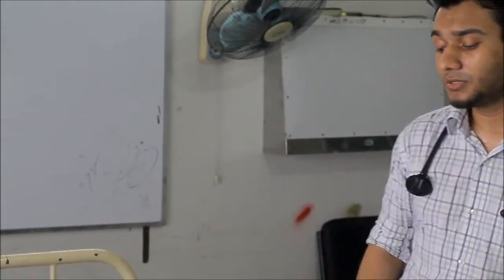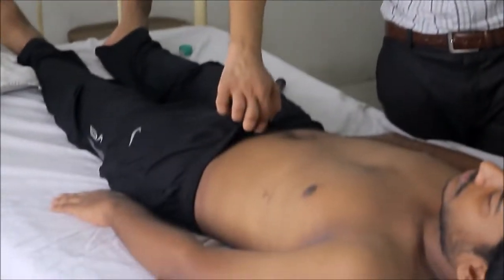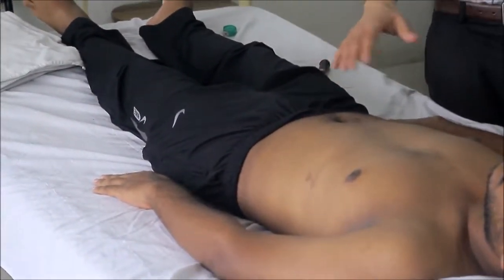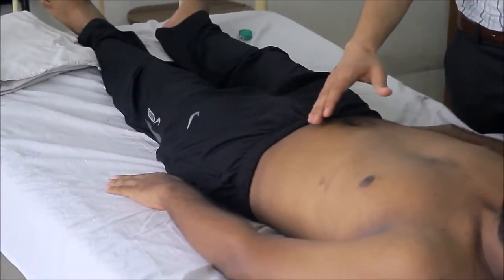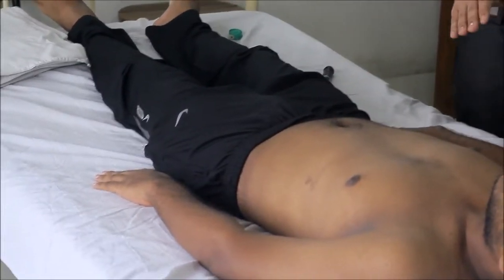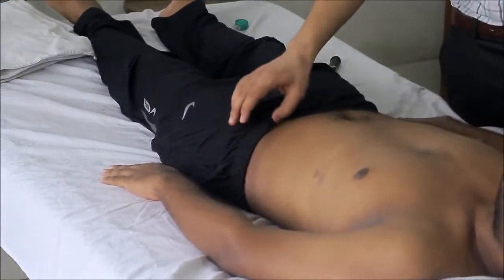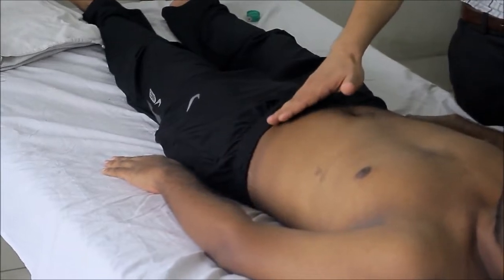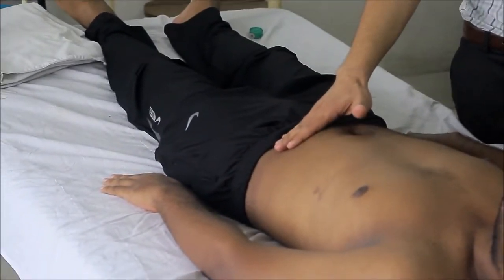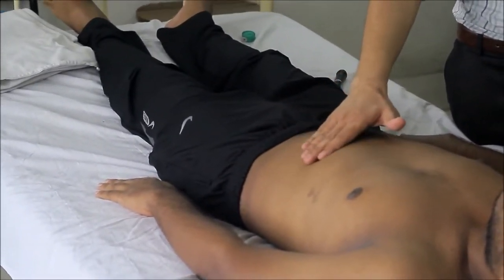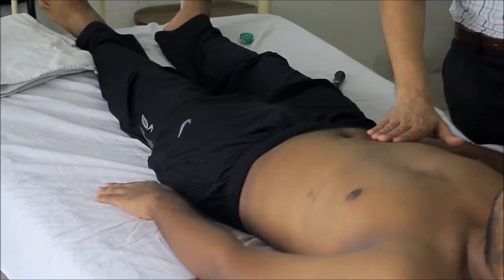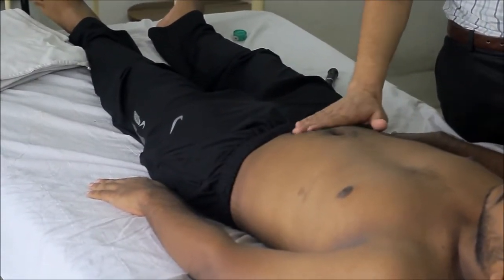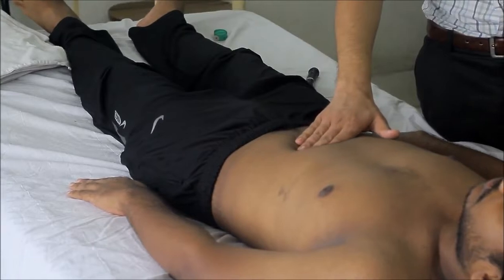For superficial palpation, you start by asking the patient, do you have any pain in your abdomen? He doesn't have any pain in his abdomen. So I start my palpation from the left iliac fossa. Gently rub all the 9 quadrants of the abdomen, then the center of the abdomen.